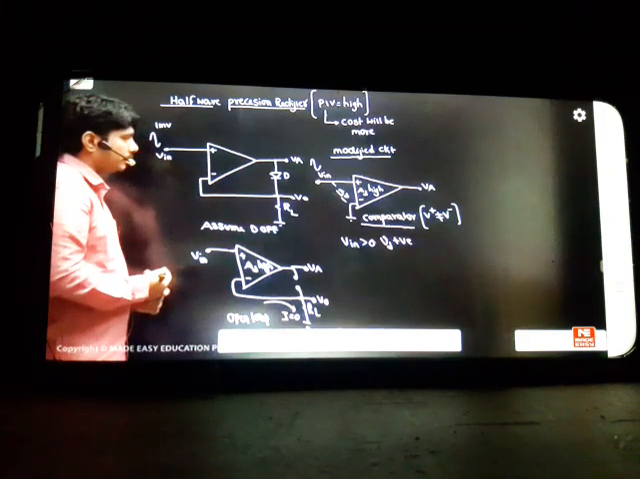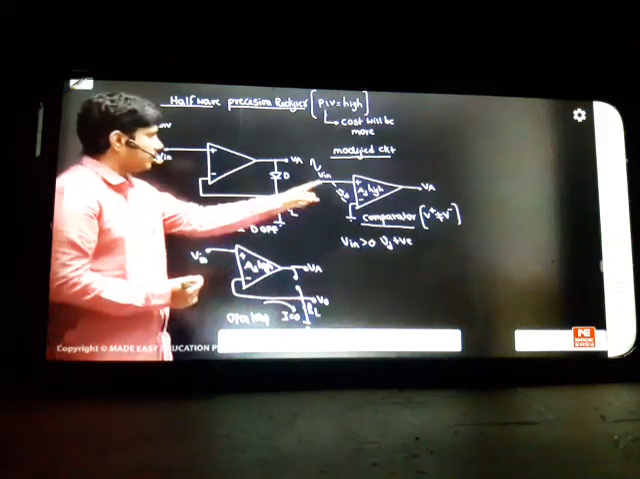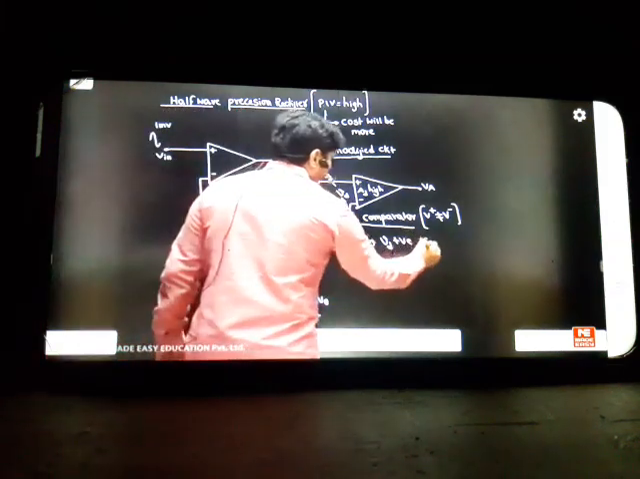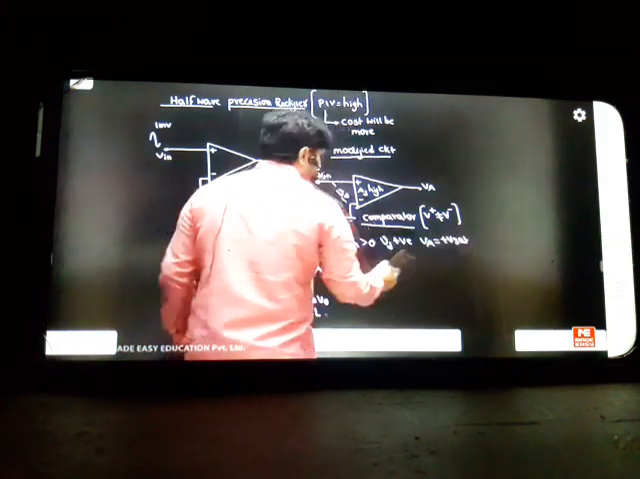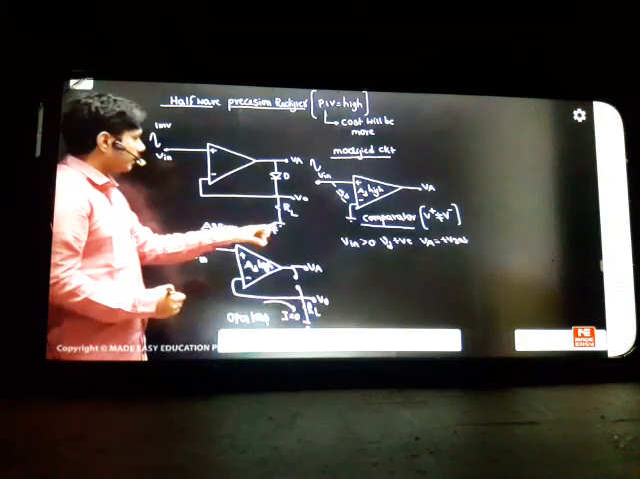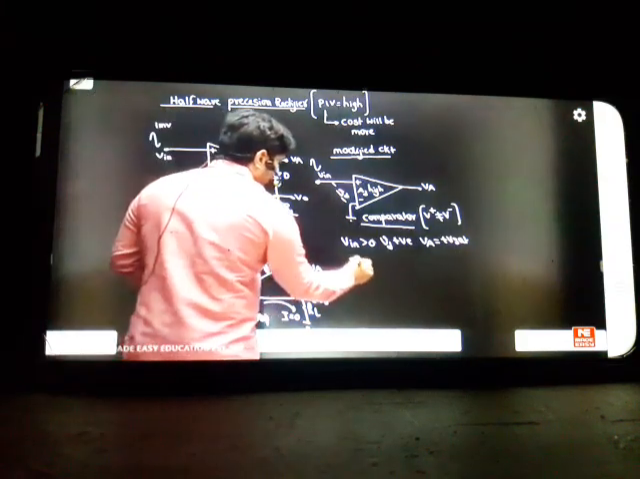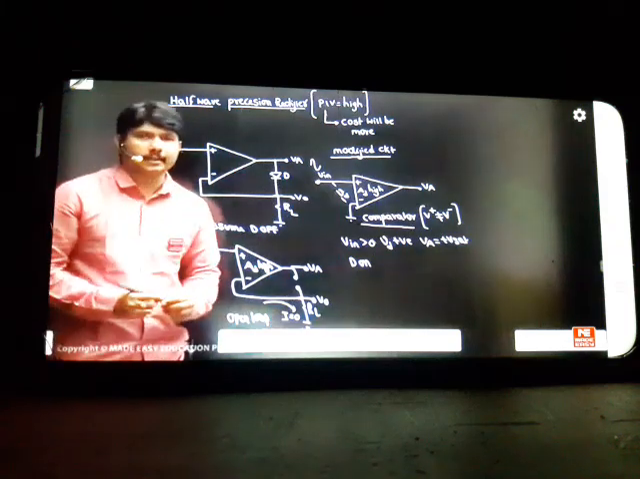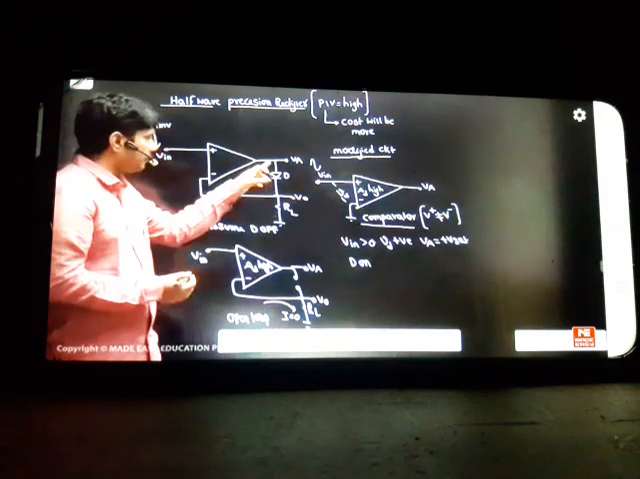So VIN greater than 0. VD is positive, the difference is coming positive. Then automatically your VA output will become plus V saturation. This is the answer we are getting. VA is going to be plus V saturation. Whenever you get plus V saturation here, and here is ground, the diode will be on. So this is the meaning you have to understand in the class. Because of plus V saturation at the anode, the diode will get on.